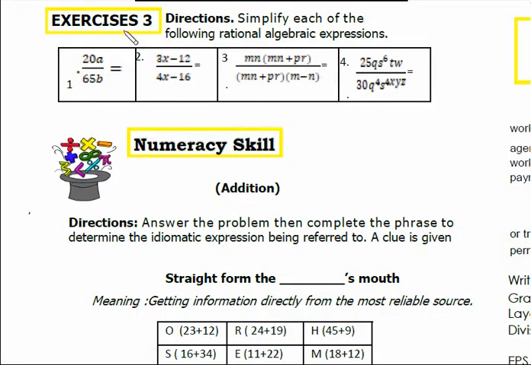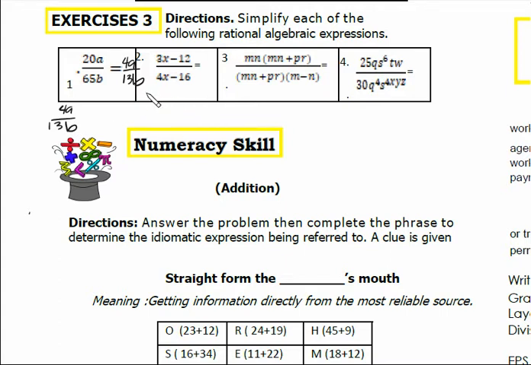Let's proceed with exercises 3. Well, 20a over 65b. Factors of 20 and 65. The greatest common factor is 5. So 20 divided by 5 is 4a. Then 65 divided by 5 is 13, and we copy b. So the answer for number 1 is 4a all over 13b.